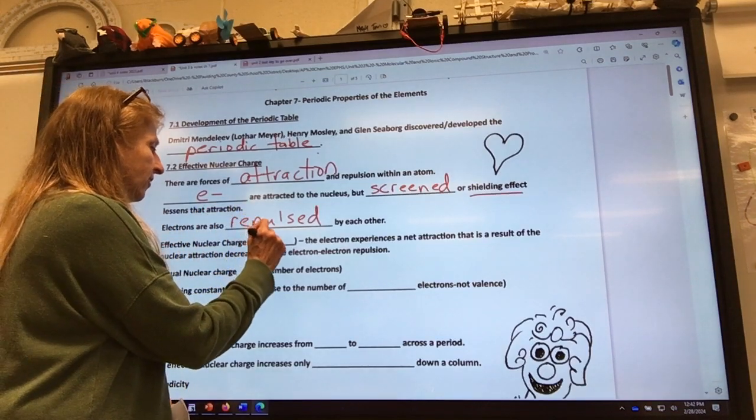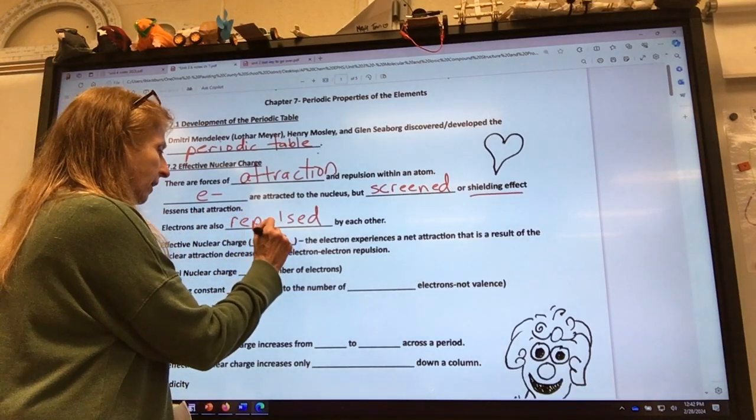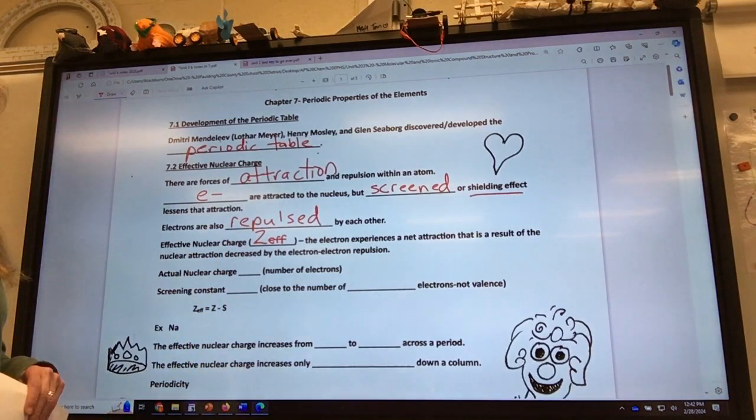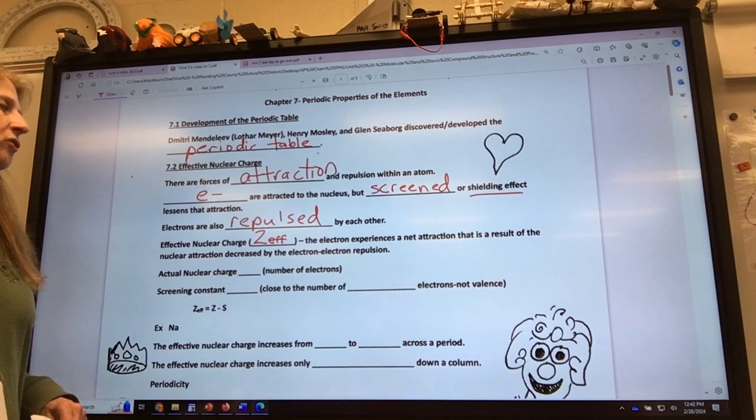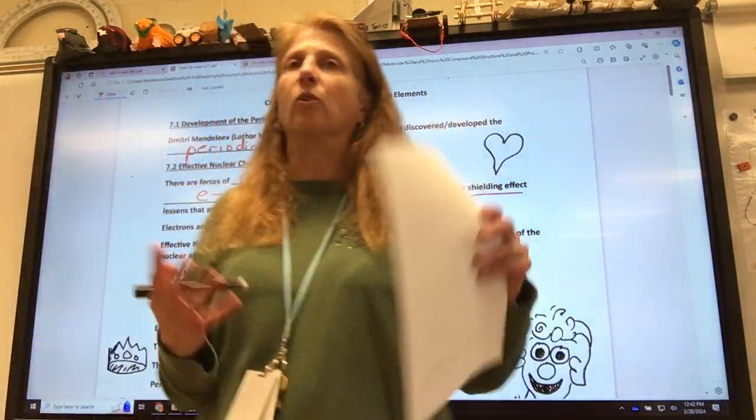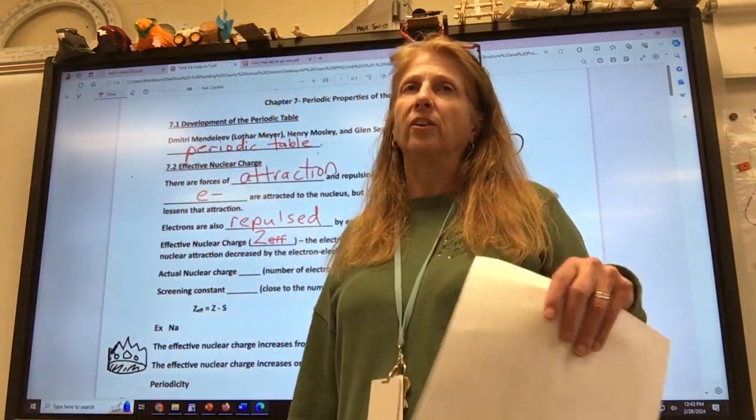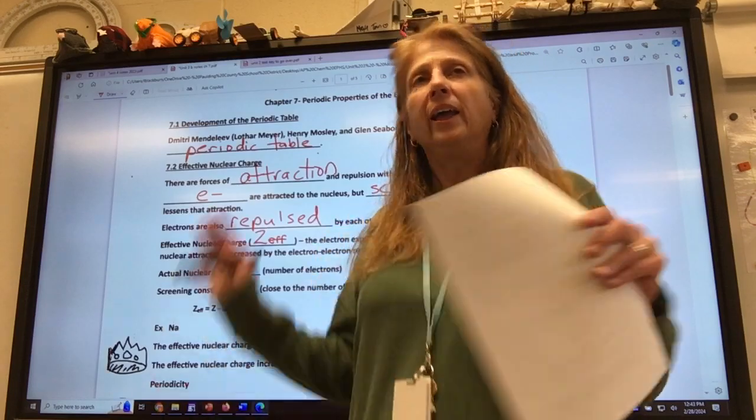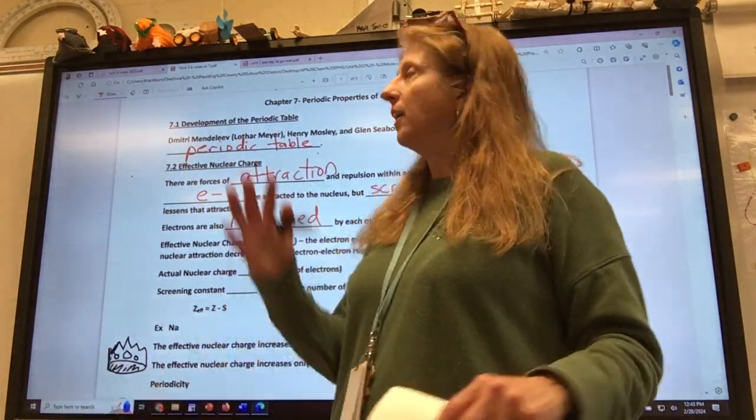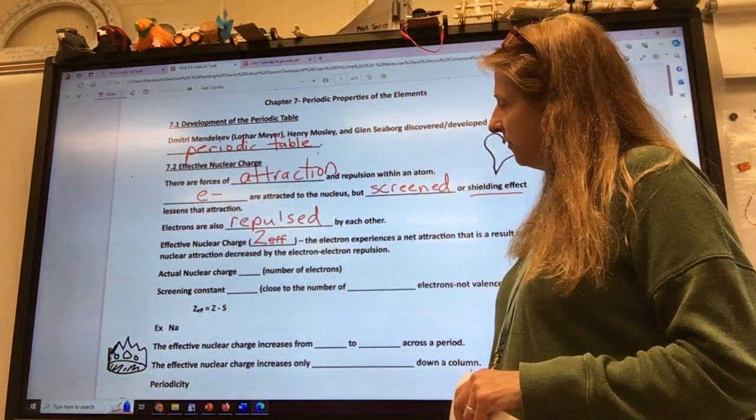Okay, so the effective nuclear charge has a symbol. It's Z sub EFF. The electron experiences a net attraction that, as a result of the nuclear attraction, is decreased by the electron repulsion. So it's just all of these forces added up. Being attracted to the nucleus, other electrons in the way, disliking other electrons, it all ends up as Z_eff.